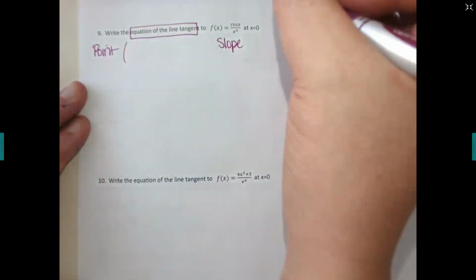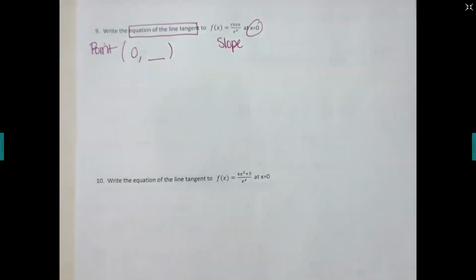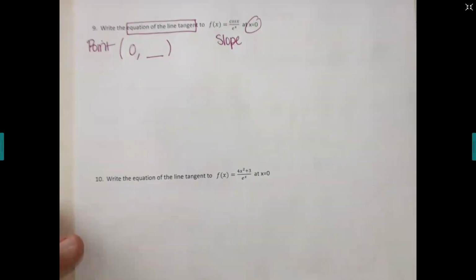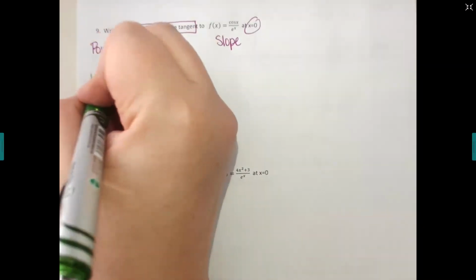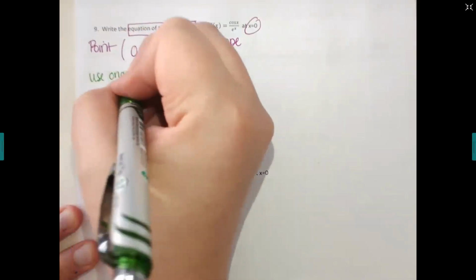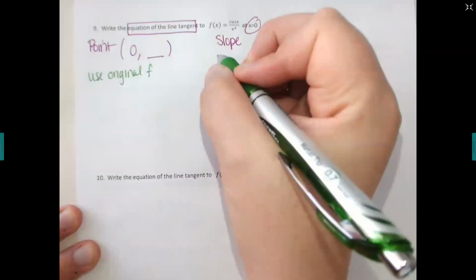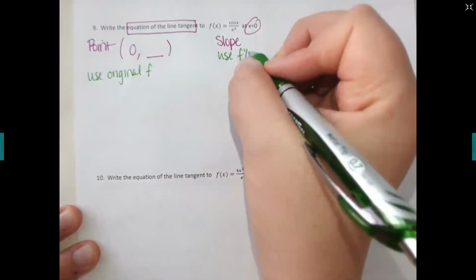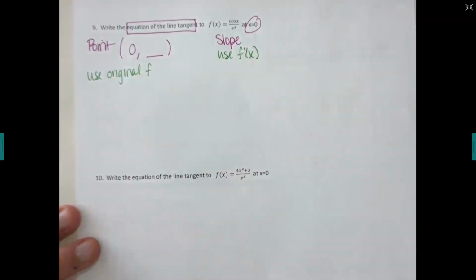Now, for the point, they're telling me my x is 0, so it's 0 comma something. And then remember that when I'm trying to find the rest of the point, I plug into the original, versus for the slope, do you remember we plug into the derivative? Okay, so I'm going to write that down here. You're going to use the original for the point, and you're going to use f prime of x for the slope.